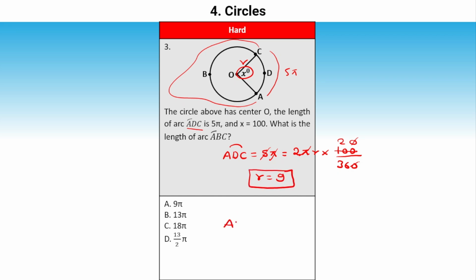So what will be arc ABC then? Arc ABC will be the whole circumference, that is 2 pi r, minus arc ADC, right? So what is 2 pi r? r is 9, 2 times 9 is 18, so 18 pi. Minus ADC, which is 5 pi. 18 pi minus 5 pi is basically 13 pi. So 13 pi is your answer. Okay, I think this was our last question.